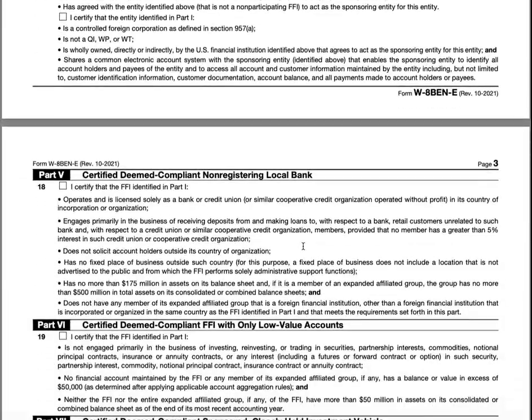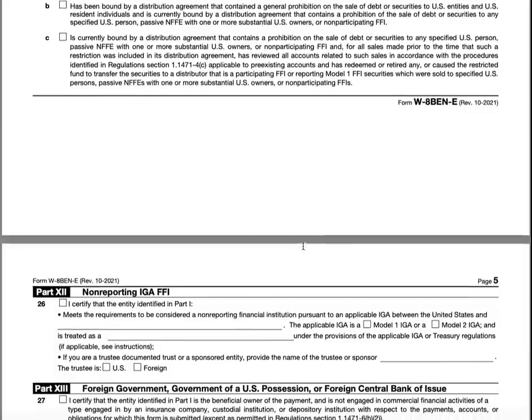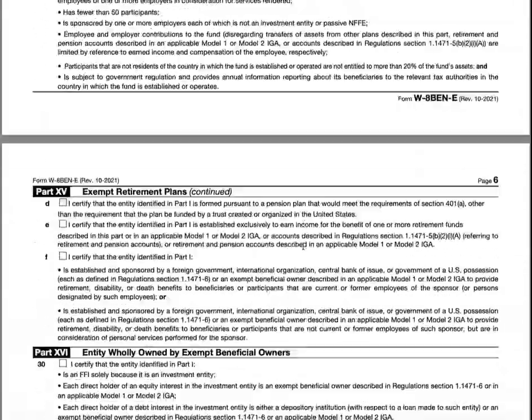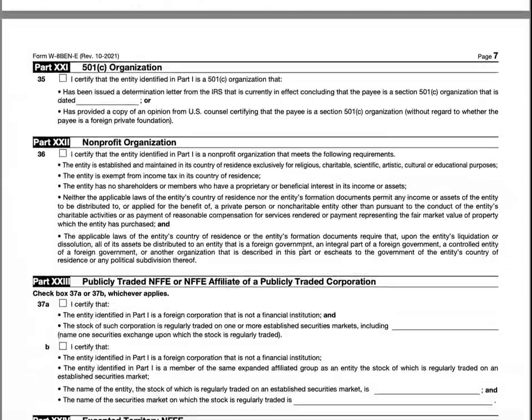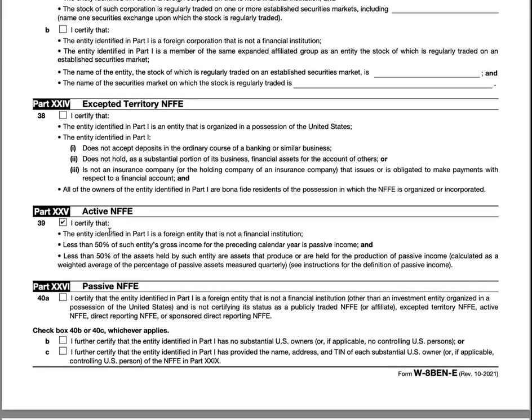After this, there is nothing you need to fill. You keep moving, keep going, keep going, until you come to number 39. This is part 25, where the NFFE, non-financial foreign entity, comes into the picture.